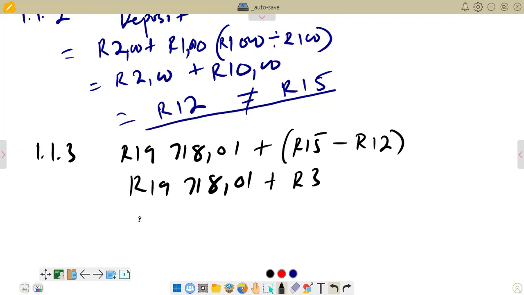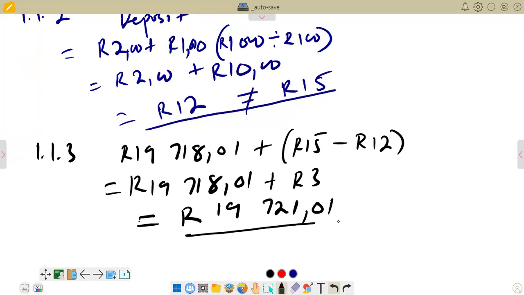We calculate it as such. We are going to get your final answer, let's try to just subtract there. You see that the final answer that we are going to get is going to be 19,721.01, which is our 1 cent. So this is the final answer that we have. Then we can move on to the next part of the question.